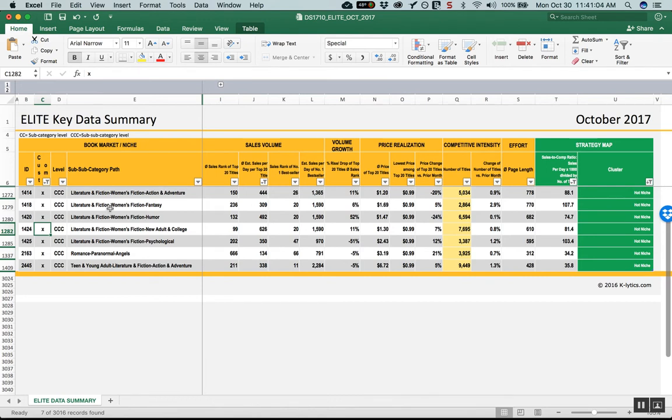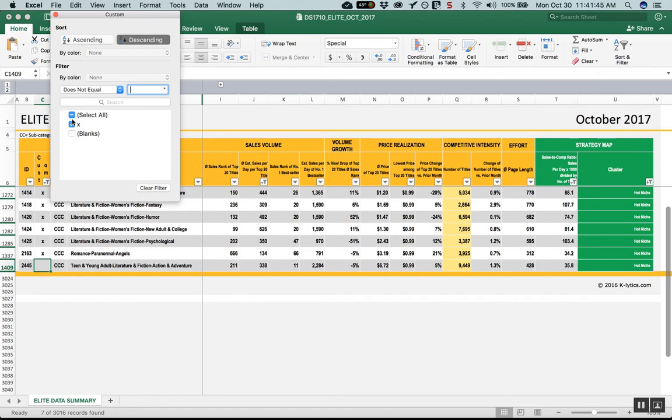So, looking at this, now I start to look at themes, because I'm not going to just take this at face value that I have to write in women's fiction, action, and adventure. I have to write in women's fiction, fantasy. I have to write in women's fiction, humor. No, what I want to look at is the fact that based on what it's showing me, women's fiction is ruling the day right now, followed by romance, which has paranormal angels, followed by teen young adult literature, action adventure. I probably will take that one out because I don't really write in that. So let me tell it to filter again.